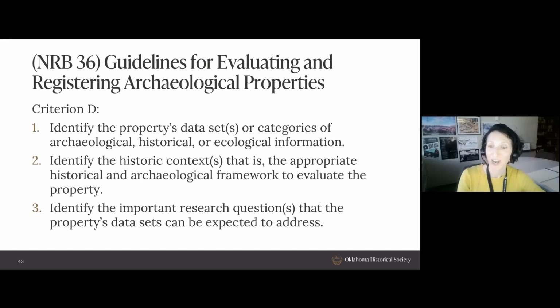So now we'll go to criterion D, which we're all, of course, familiar with, with archaeological sites. Under criterion D, we need to identify the property's data sets or categories of archaeological, historical, or ecological information. We need to identify the historic context that is the appropriate historical and archaeological framework to evaluate this property. And we need to identify the important research questions that the property's data sets can be expected to address.